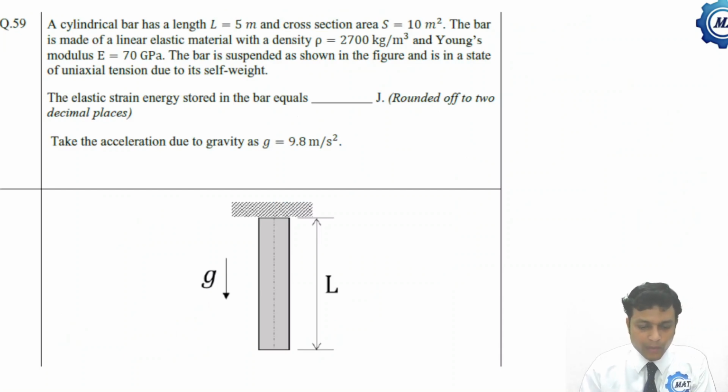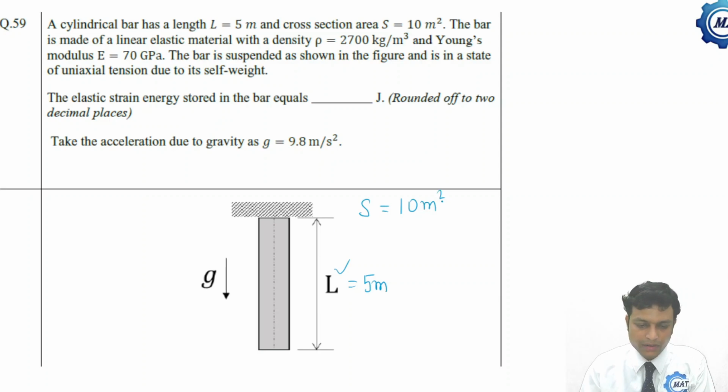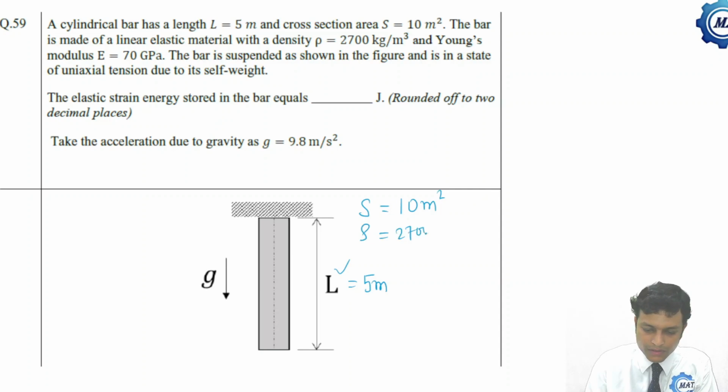A cylindrical bar has length L is 5 meter. Cross-sectional area, denoted by S, is 10 meter square. The bar is made of linear elastic material, okay, with density given as 2700 kg per meter cube. Young's modulus is also given: E is 70 GPa.